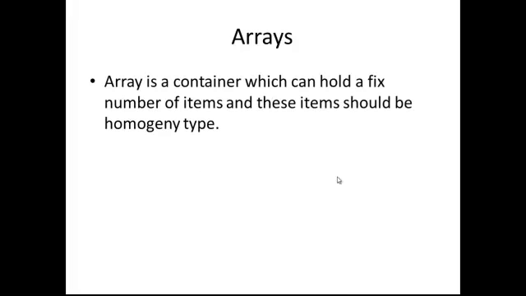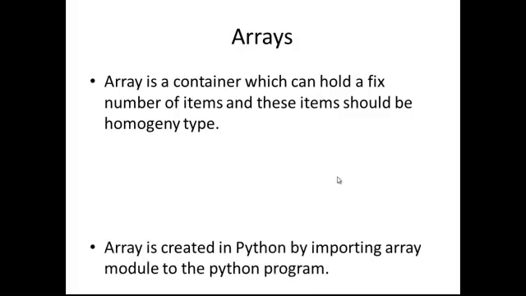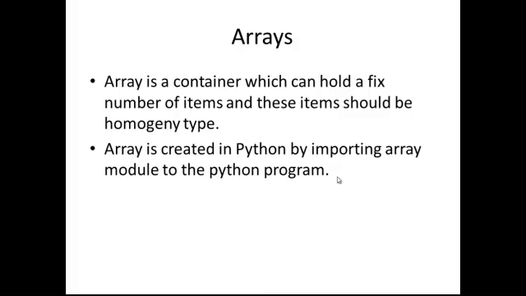Here we'll understand what an array is. An array is a container or a collection that can hold a fixed number of items, and the items should be of a specific data type, but it is not a combination of different data types together. In Python, an array is created with the support of a module by the name array, which we import in the program.